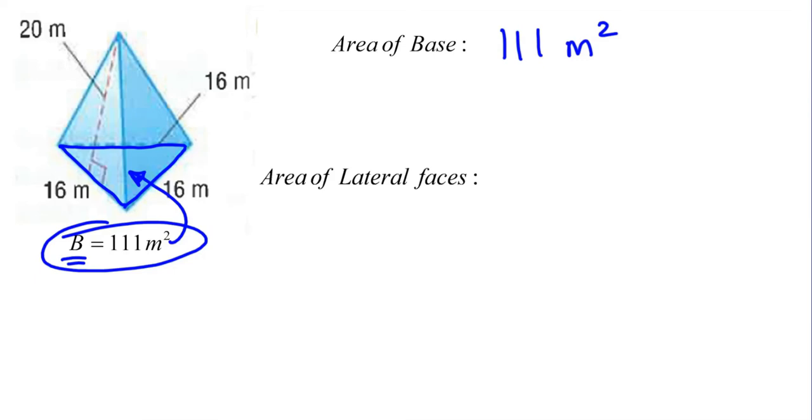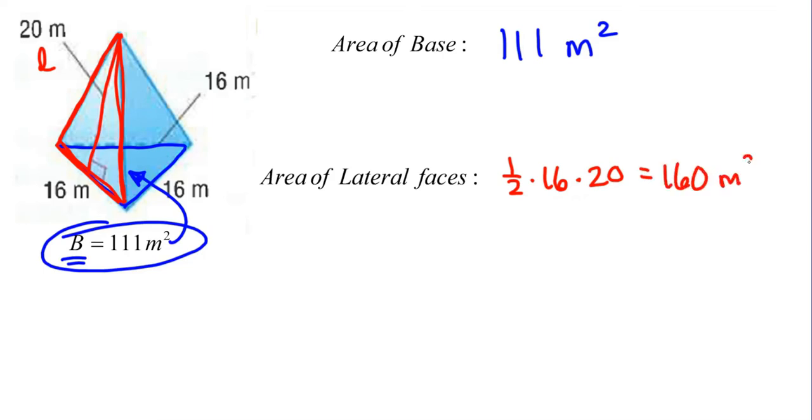And then for the area of my lateral faces, my lateral triangles, I just have to find the area of this triangle right here, which has a base of 16 and a slant height of 20. So that's 1/2 base times height, 1/2 times 16 times 20. And that's going to give me 160 square meters.